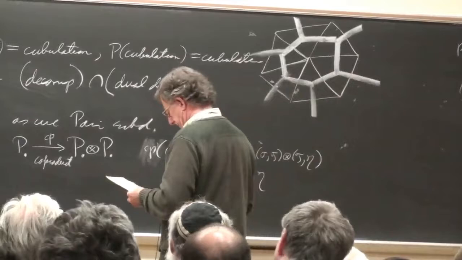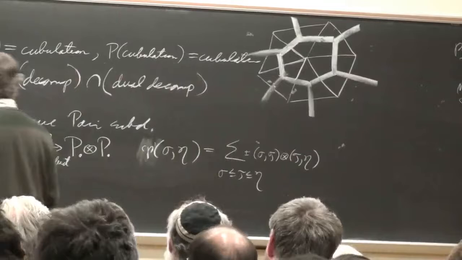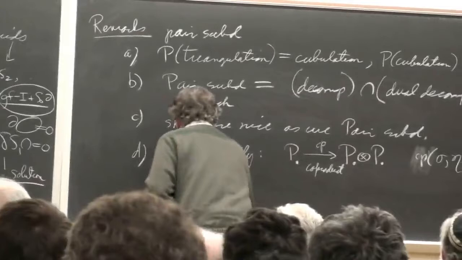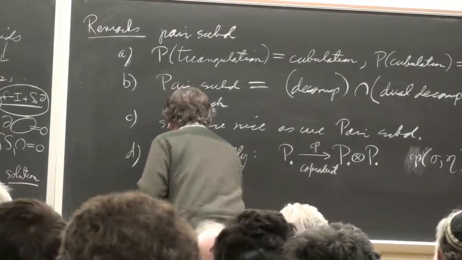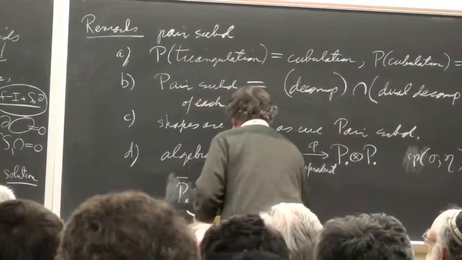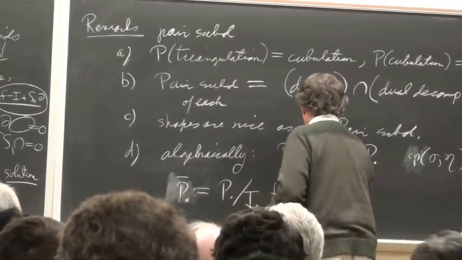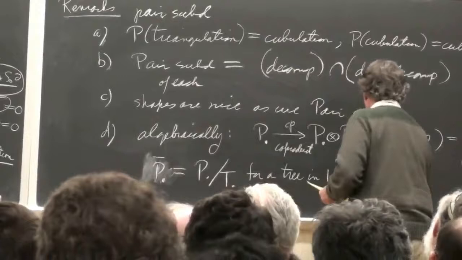Now, this is like a technical point. Actually, we define P dot R to be P dot modulo T dot for a tree in the one skeleton hitting all the vertices.